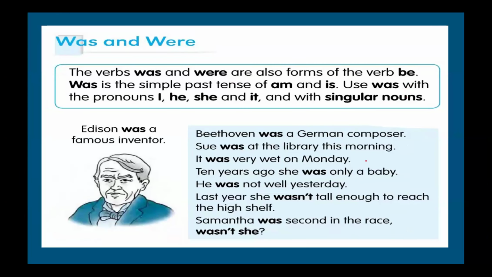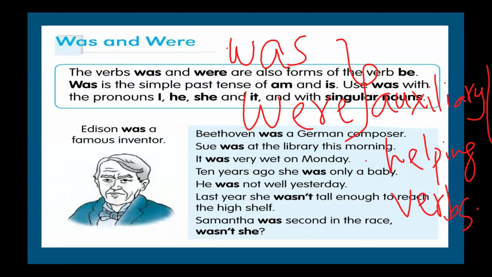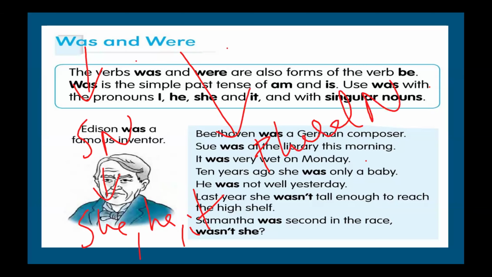Now coming to was and were. Another helping verbs, auxiliary verbs: was and were. These are your auxiliary or helping verbs. Again, see, tell me, was is used for? Singular nouns. Yes, singular nouns. She was, he was, it was. And were is used for plural nouns. Was is used for singular nouns, so you will use it with pronouns like she was, he was, it was. And were is used with plural nouns and with pronouns such as they were, we were.